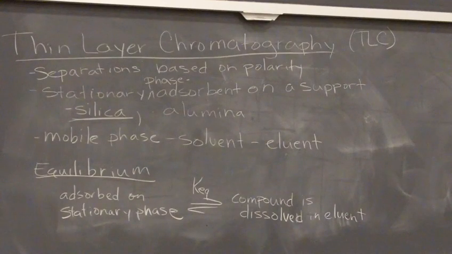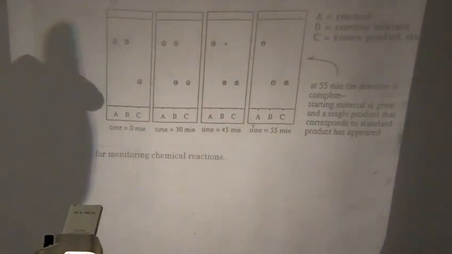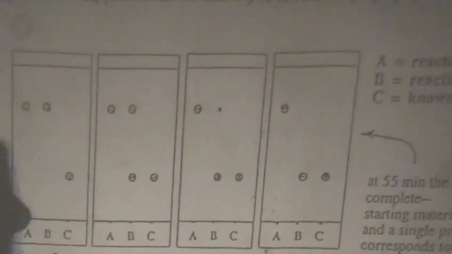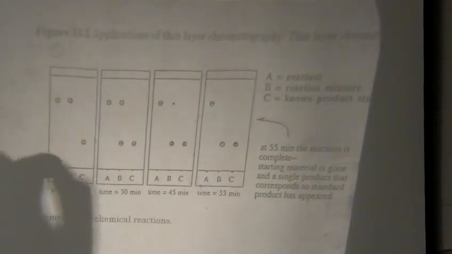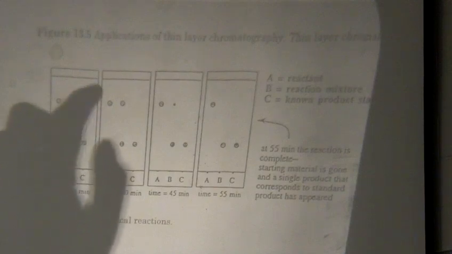So what we're going to do is try and monitor our reaction with TLC and see how it progresses, all right? Here's an example. These are different unique spots, okay? Here is what is called our origin line, all right? If we had a reactant A, a reaction mixture B, and a known product standard C, the reactant and the known product standard are things we can spot on the TLC plate, and they won't change. The reaction mixture, as it progresses, will change, okay?